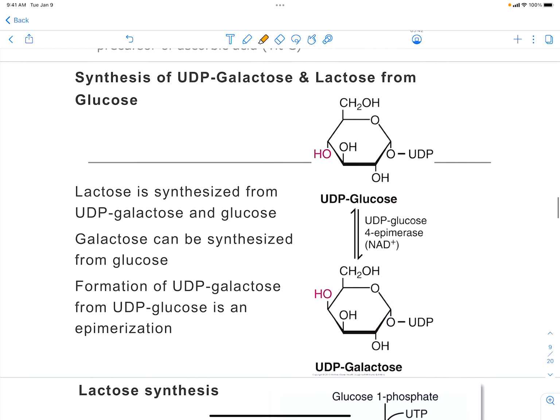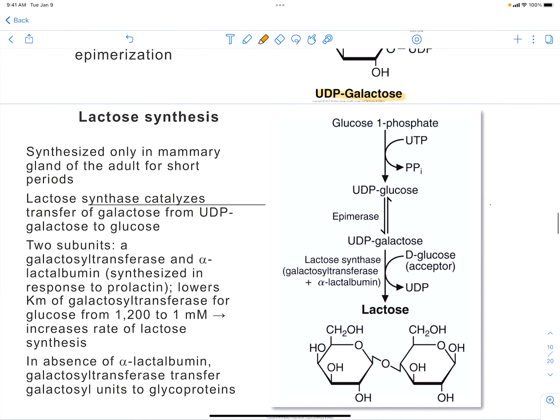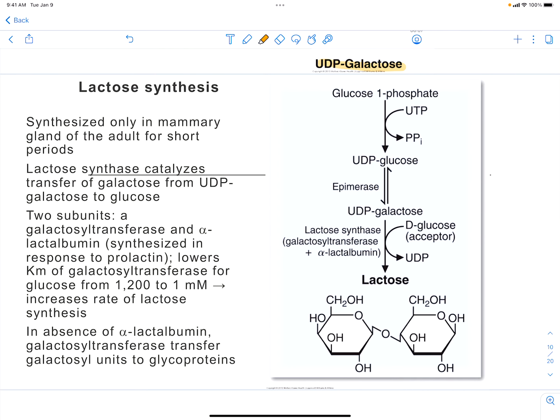Now, another thing that UDP glucose can do is generate UDP galactose. And so lactose is going to be synthesized from UDP galactose. So UDP glucose through that 4-epimerase is going to generate UDP galactose. And the formation of UDP galactose is going to be that first step that needs to be done in order to make lactose. Now, lactose synthesis is going to be important, of course, in women who are having children.